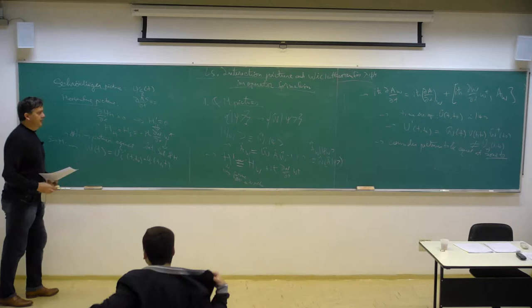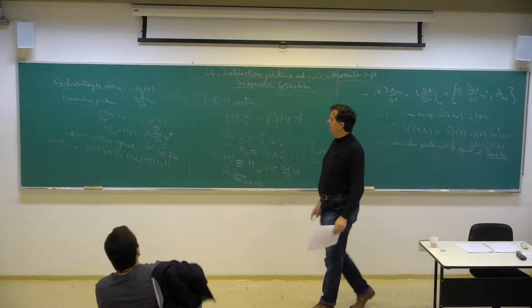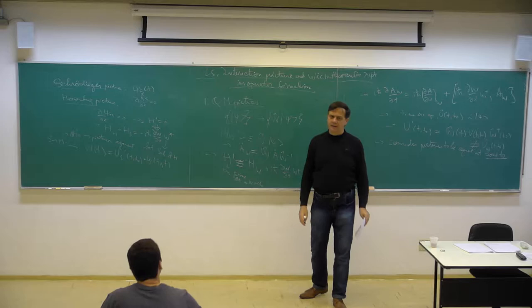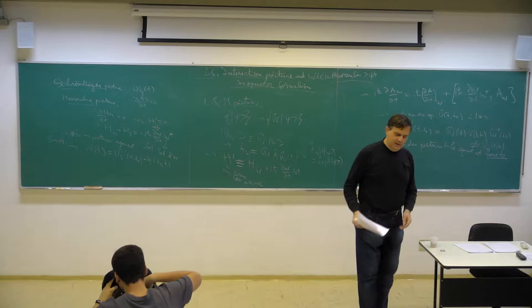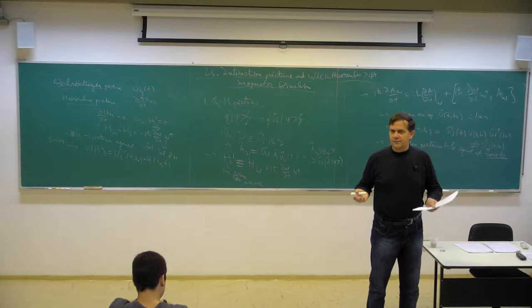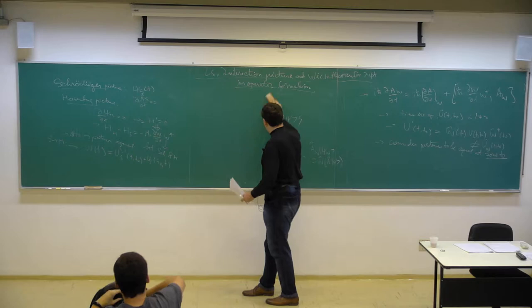Okay, so this was the general theory of pictures, but we now want to apply this to a very specific case. So remember, what we're after is defining perturbation theory. So we want to treat interactions as some sort of small perturbations, and we want to define the time evolution and everything in terms of a free Hamiltonian without interactions. Okay? So that is the interaction picture, or Dirac picture.